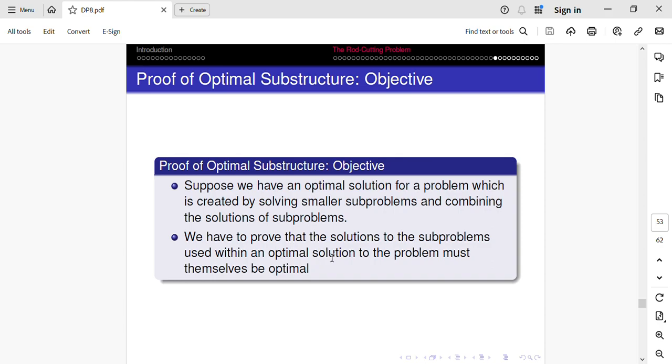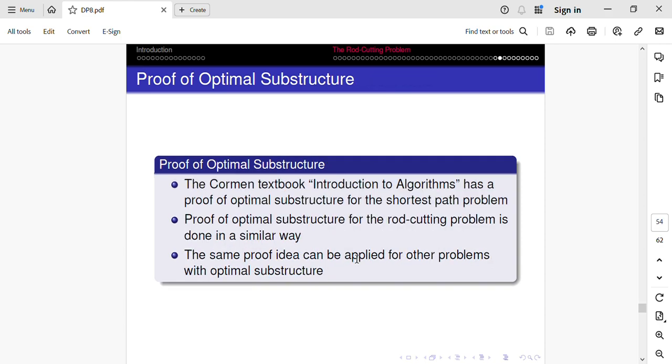So the objective is that suppose we have an optimal solution for a problem which is created by solving smaller subproblems and combining the solutions of subproblems. Now we have to prove that the solutions to the subproblems used within the optimal solution of the original problem must be optimal solutions for those subproblems. It will be more clear if we go for an example like the rod cutting example.